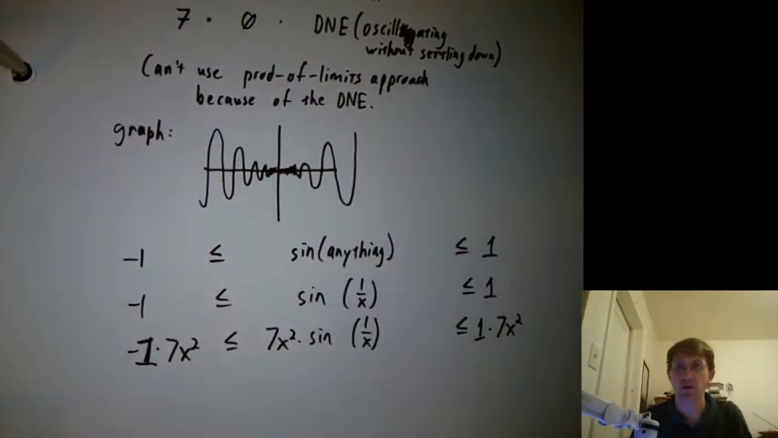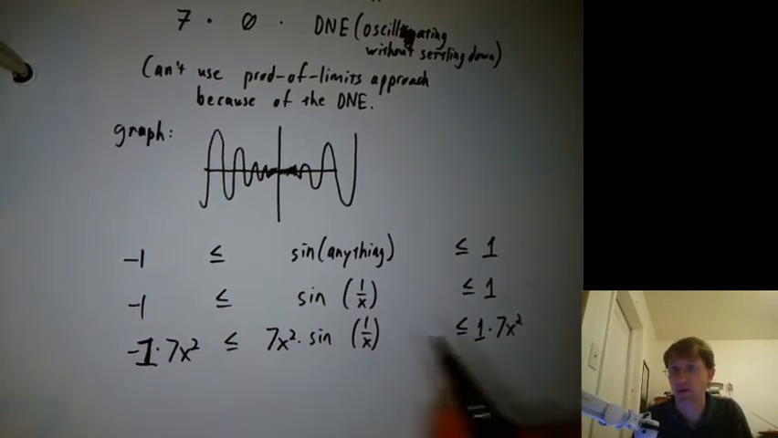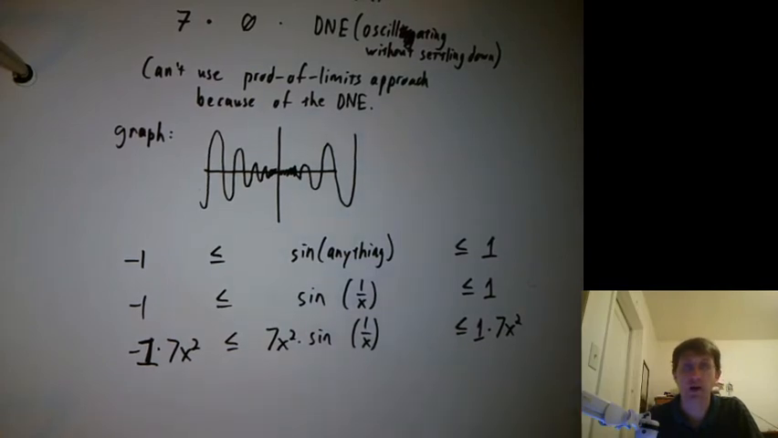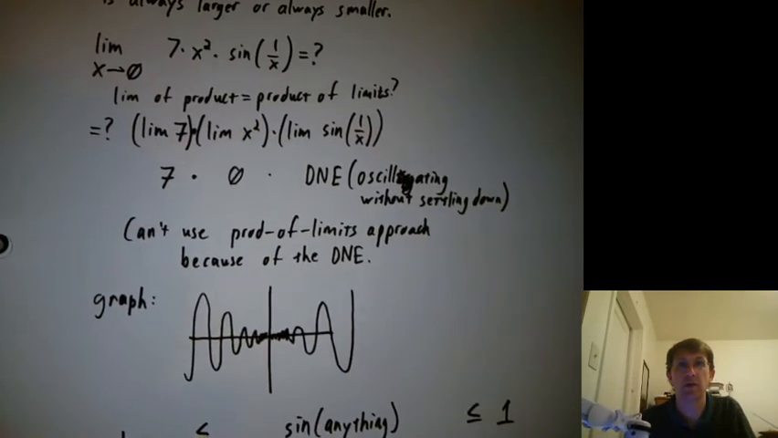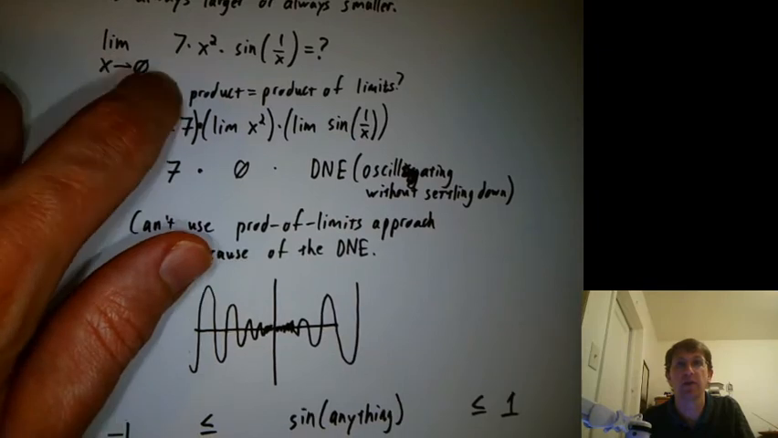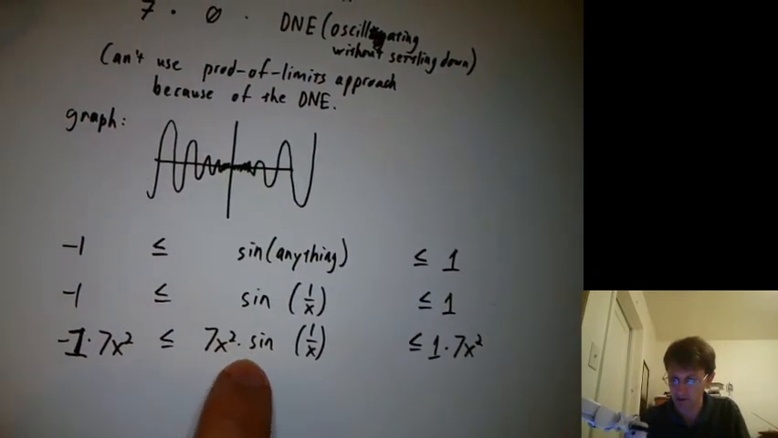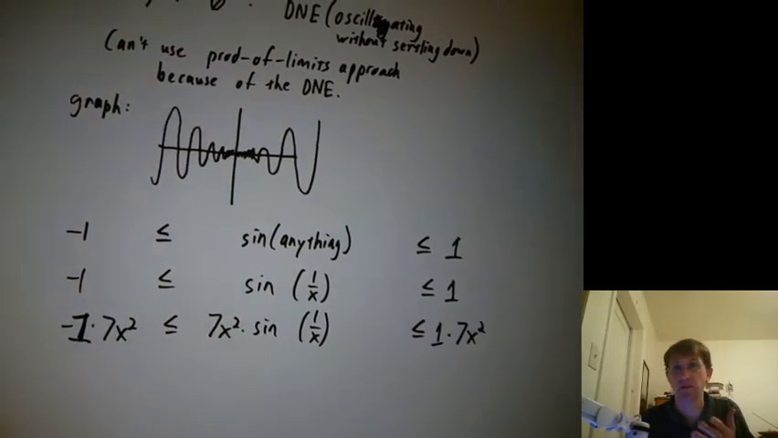Everything's good there. We have no danger of dividing by 0. We might be multiplying by 0, but we're not dividing by 0 at least. Is it what we're asking about at this point? We're asking about the limit of 7x squared sine 1 over x. I have the 7x squared sine 1 over x, but I don't have the limit yet.